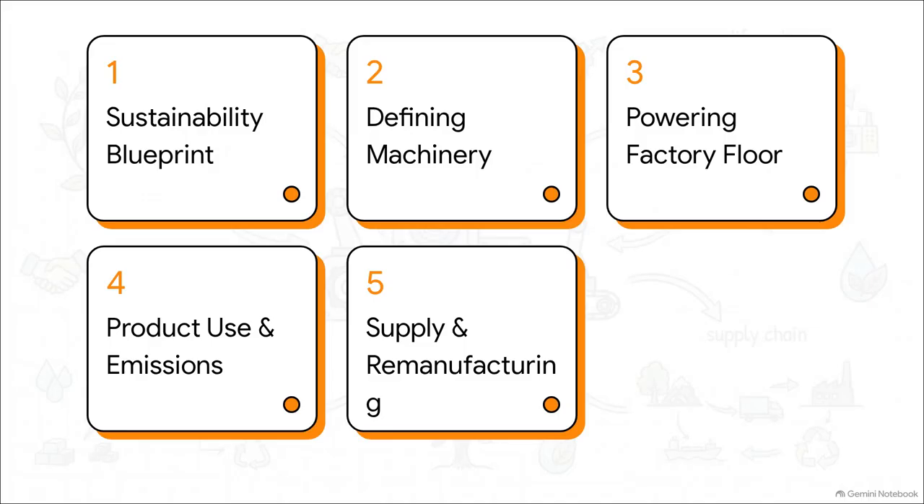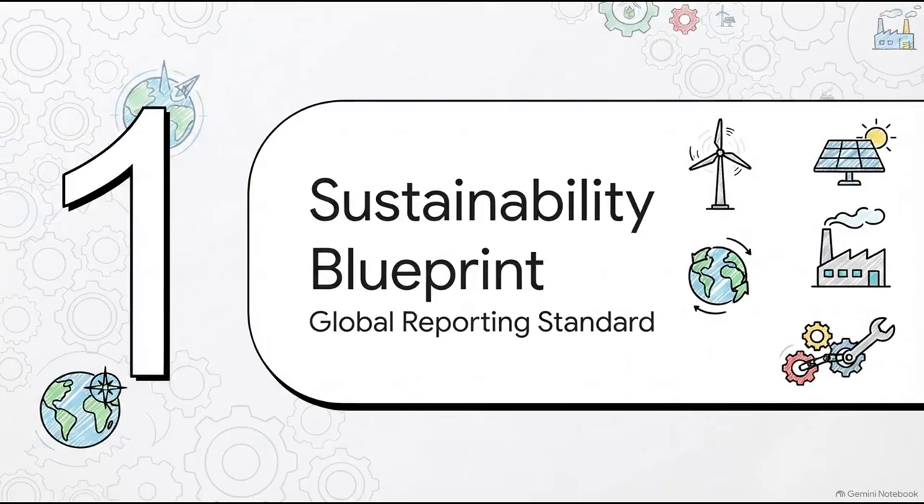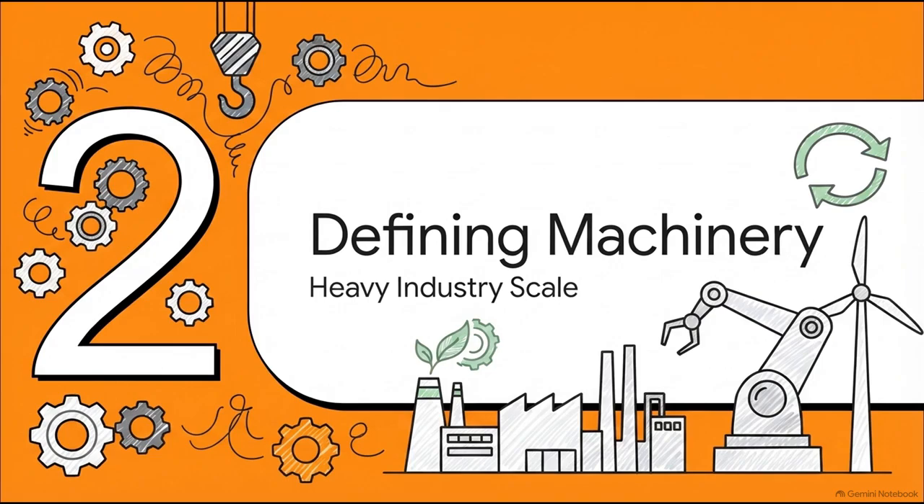So, here is our blueprint for today. We're going to map out 5 key stages: the Global Sustainability Blueprint, defining industrial machinery, powering the factory floor, product use and emissions, and finally, supply chains and remanufacturing. Okay, Section 1, the Global Sustainability Blueprint. Moving right along to Section 2, defining industrial machinery.